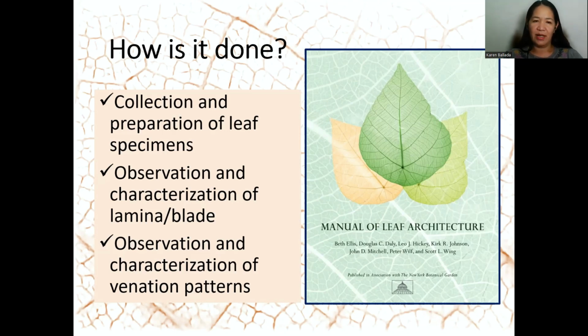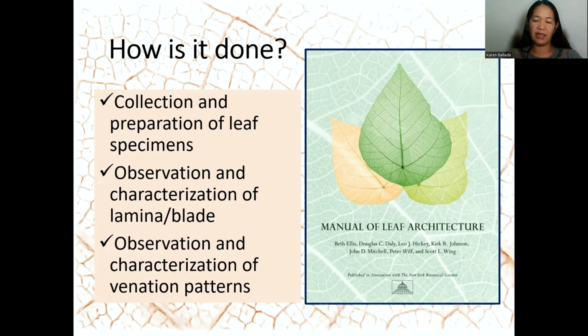Okay, so after you have collected and prepared your leaf specimen, you're now ready for the second and the third step, and that is the observation and characterization of the lamina or the blade, and the characterization of the venation patterns. Now, for these two steps, we need to use the manual of leaf architecture because just like describing plants, there are standard terms that are used to describe the different character states of your specimen.